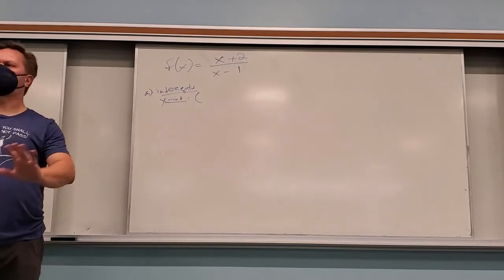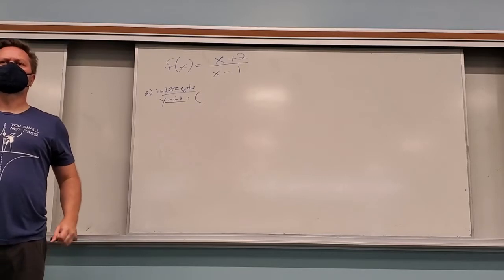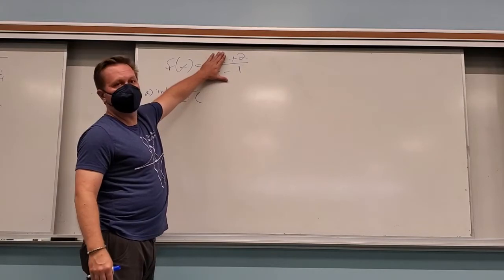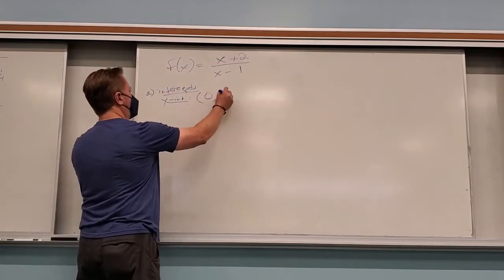How do you find the y-intercept always? Make x 0. So what do you get when you make x 0? Negative 2. So the y-intercept is (0, -2).